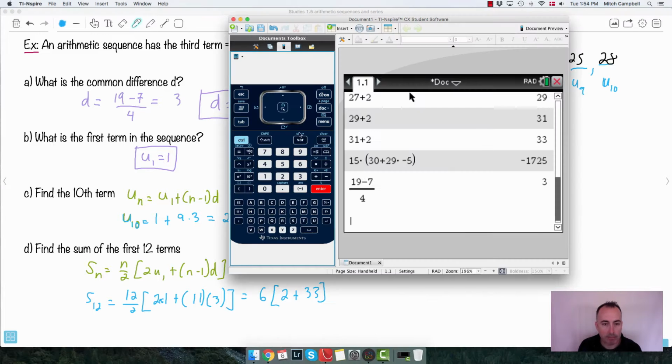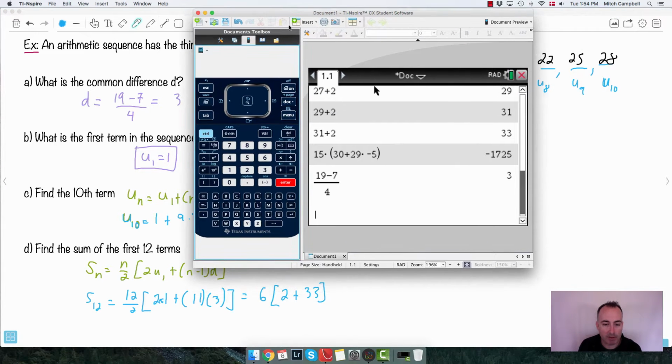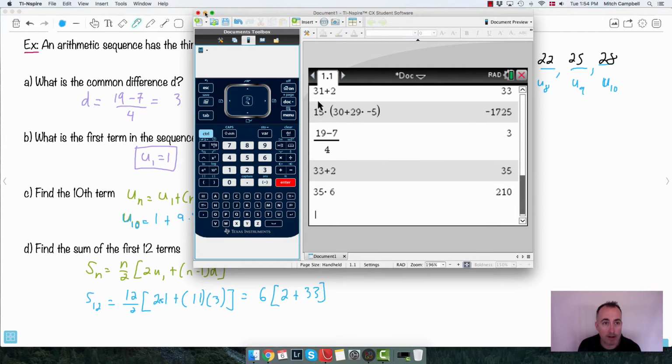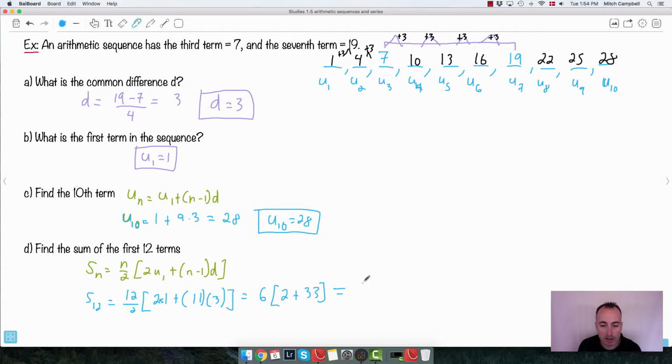You know what? I always like to do things by hand, but I realize you can do it on your calculator. A lot of students' heads go a little bit crazy when I'm doing it all by hand. Let's just do it like this. 33 plus 2 is 35. That times 6, let's do it on our calculator. 210. So that equals 210. There we go. We're done. So you can do it any way you like.